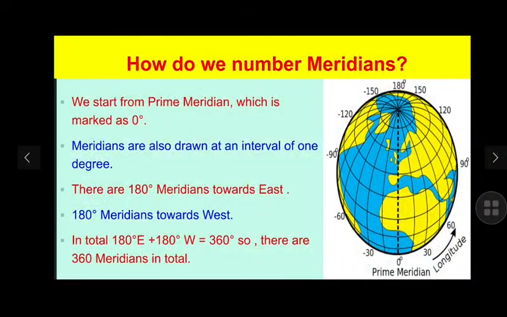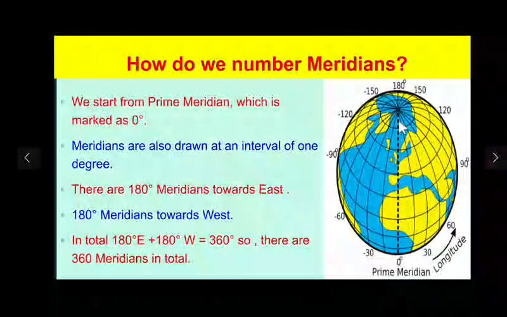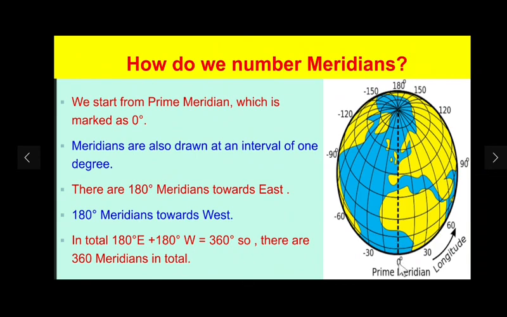Then comes, how do we number meridians? There is a difference between parallels and meridians, so here we have a difference in numbering as well. We start here from the prime meridian. As I told you before, the center line of meridians is known as the prime meridian, and it is also known as a big circle. So it is measured at 0 degree. Meridians are also drawn at an interval of 1 degree. There are 180 meridians towards east. As I told you just now, the feature of meridians is that they are measured in the east and west direction.